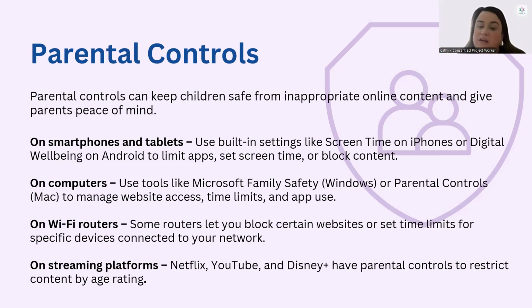There are a wide range of different parental controls available to you depending on your situation and the age of your children. On smartphones and tablets, you can use built-in settings like Screen Time on iPhones or Digital Wellbeing on Android to limit apps, set screen time, and block content. On computers, you can use tools like Microsoft Family Safety and parental controls on Mac to manage website access, set times, and app use. On Wi-Fi routers, some routers offer you the option to block certain websites or set time limits for specific devices that are connected to your network. On streaming platforms that we're all familiar with, such as Netflix, YouTube, and Disney Plus, they have built-in parental controls to restrict content by age rating.